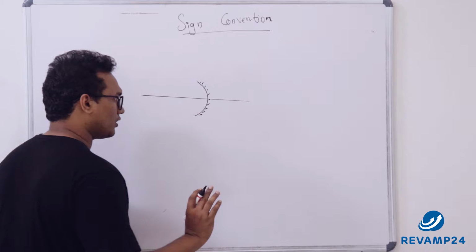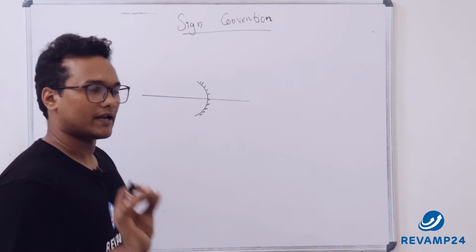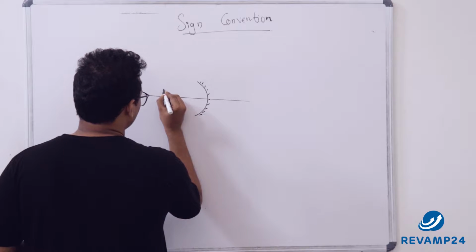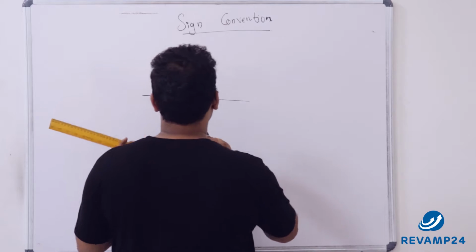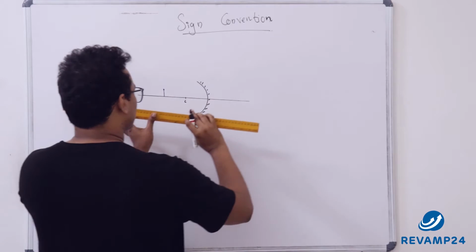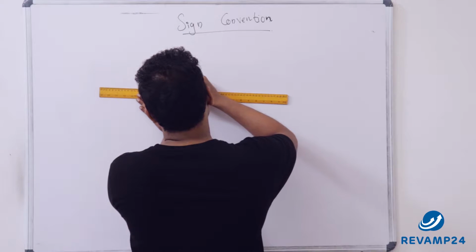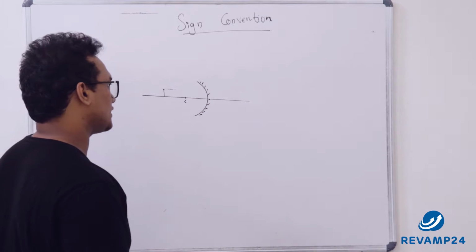Now we know that to form an image, we need two rays. So I am going to consider a ray. So this is, let's say, the center, and my object is far away from the center, and it would form an image. So we will see different rays first.